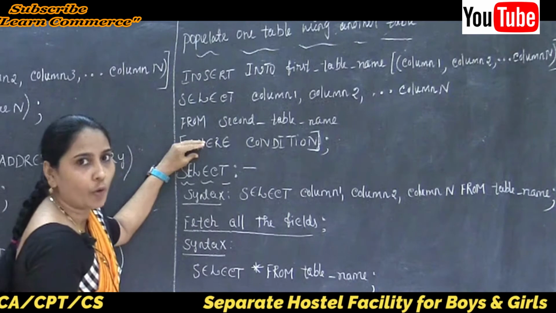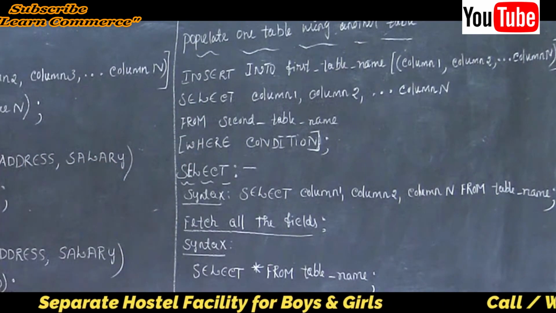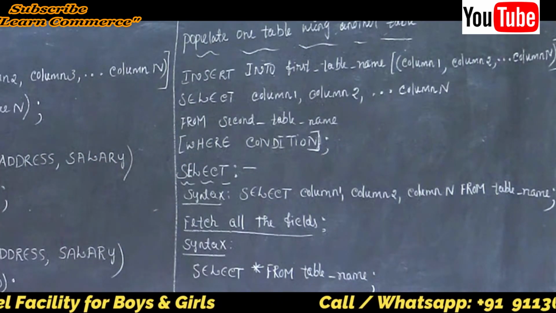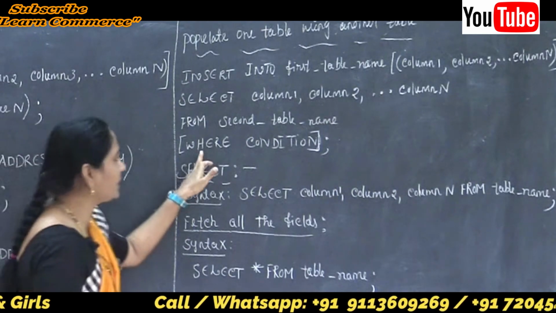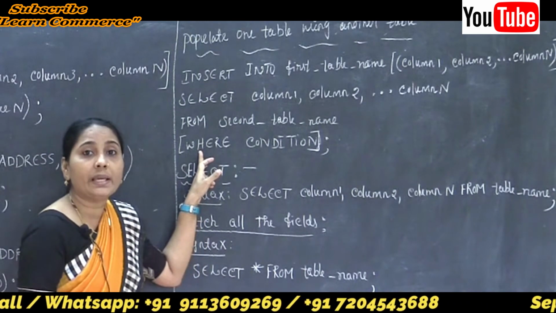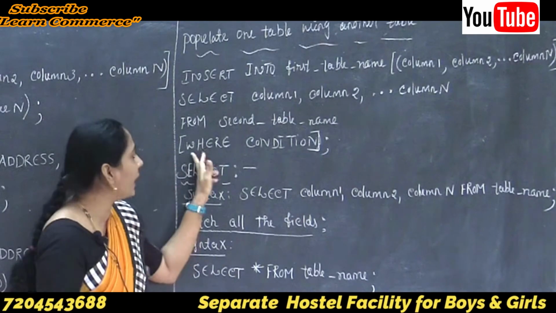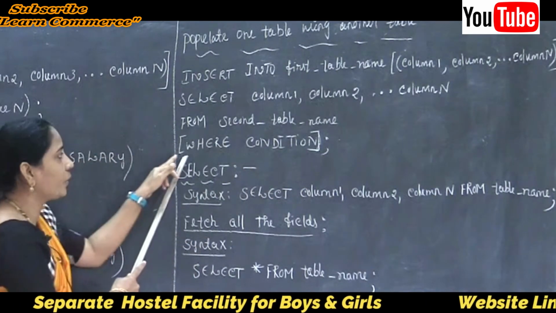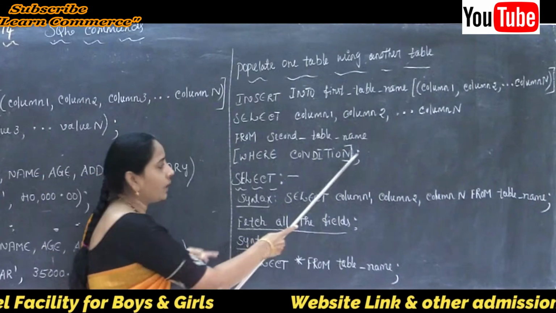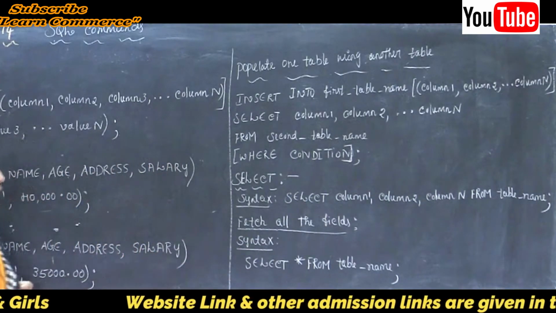maybe if you want to use some condition, in this syntax you can use it. Why? Because whatever the condition is, it works on an optional basis. If you want, you can use a WHERE condition. I have written it using the square bracket, then our semicolon. So we know that. Why?